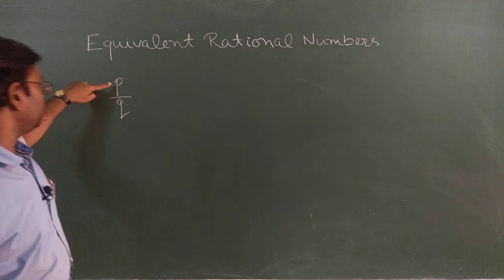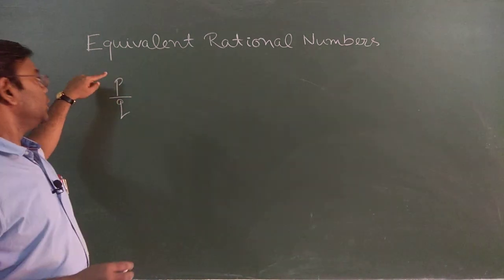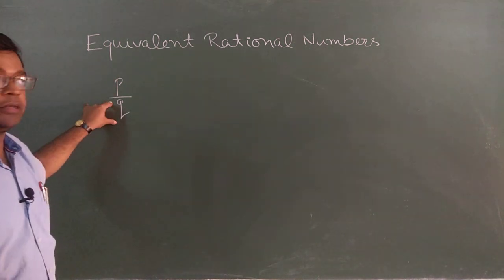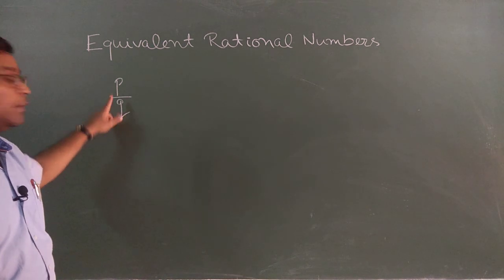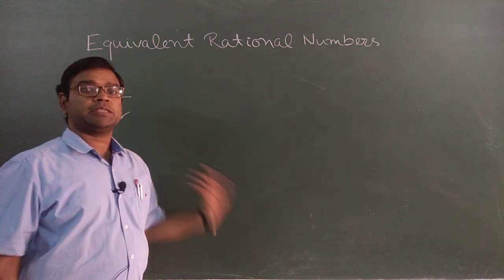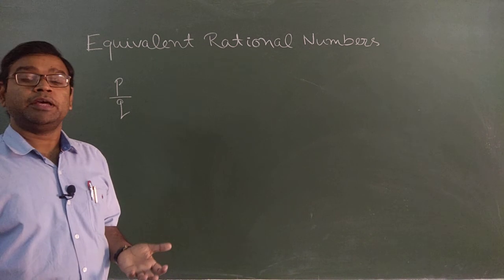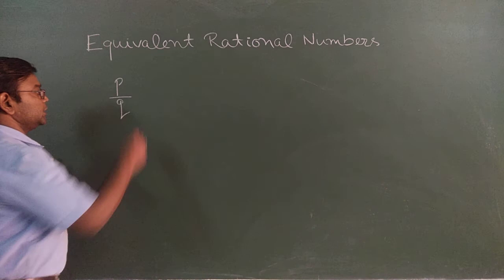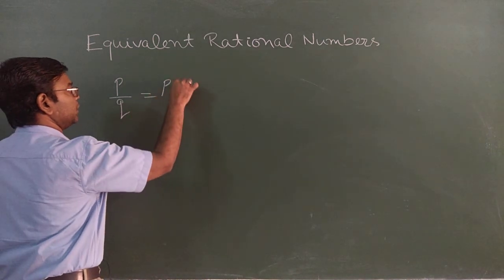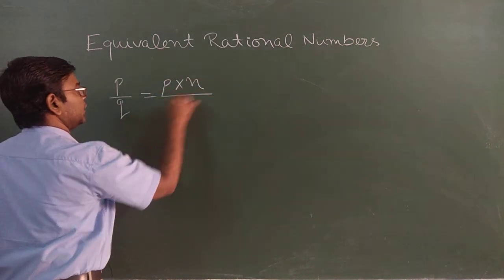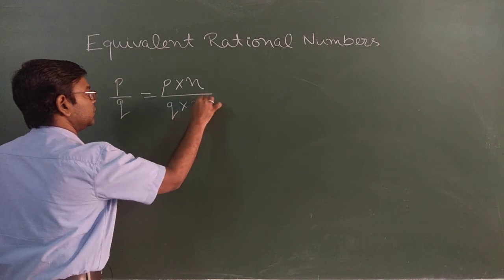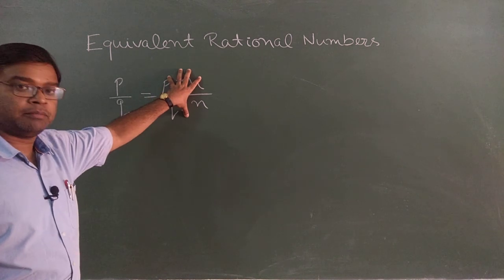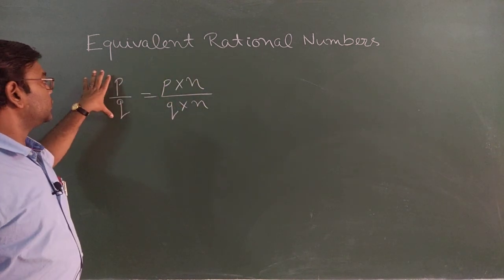As I discussed with you in the last video, this is your numerator and this is your denominator. If the numerator part and the denominator part are multiplied by the same number, what we receive is an equivalent rational number of the previous one. For example, if we multiply p by some natural number n, and q by the same natural number n, what we receive is an equivalent rational number of this one.